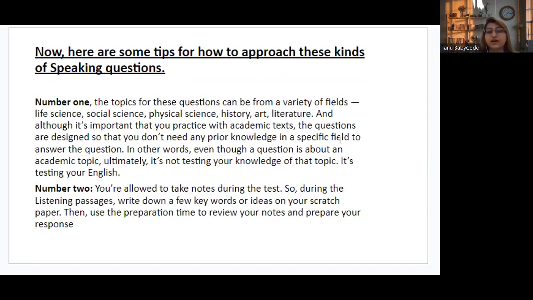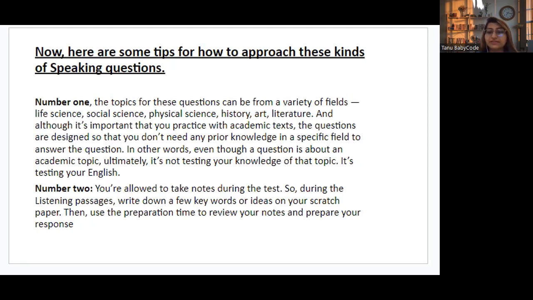Now, some tips on how to approach these kinds of questions. You have to be very careful. The number one tip is that the topics for these questions can vary across fields like life science, social science, physical science, history, art, literature, right? So it's important that you practice with academic text. You don't need any prior knowledge in the field to answer these questions. Even though the question is about an academic topic, they're not testing your knowledge about the topic, they are testing your English, right?